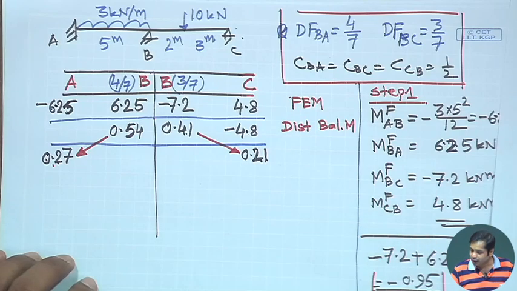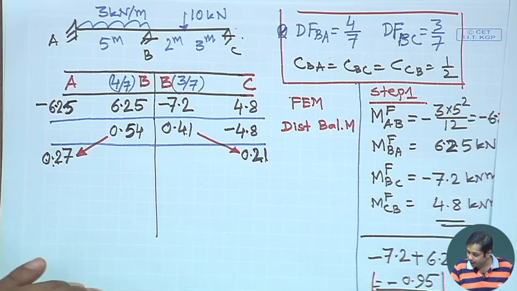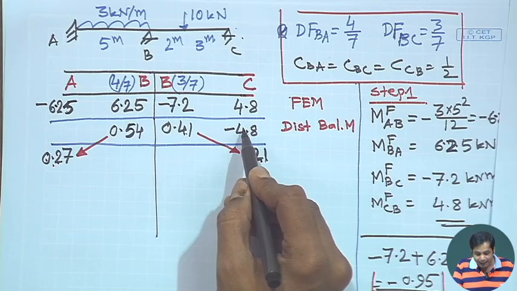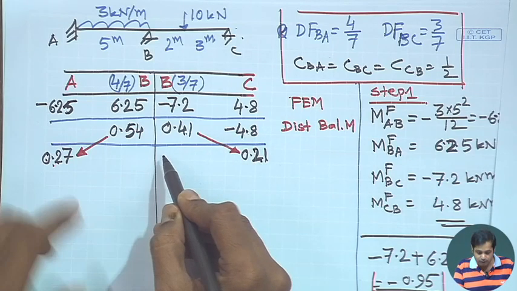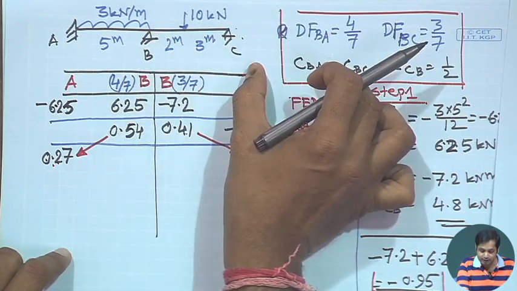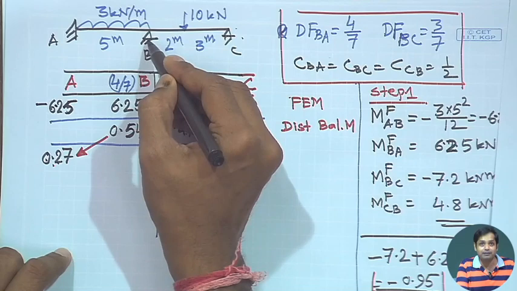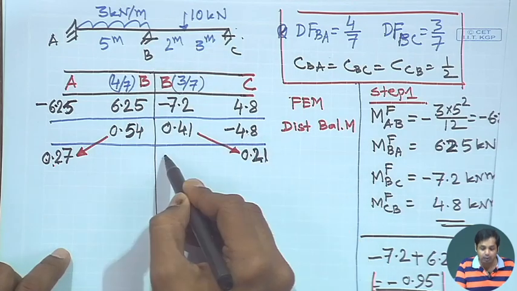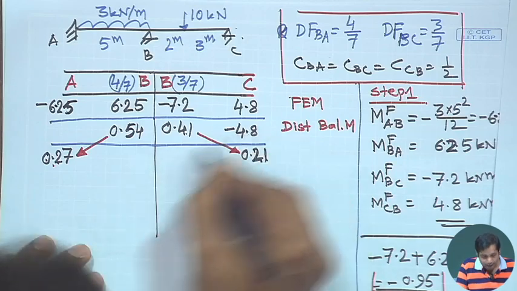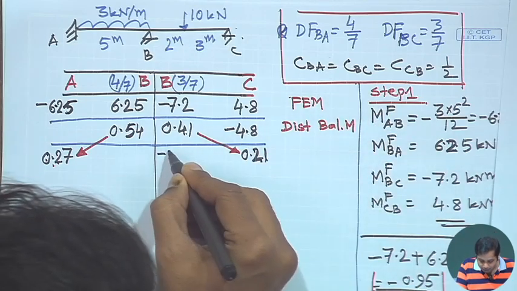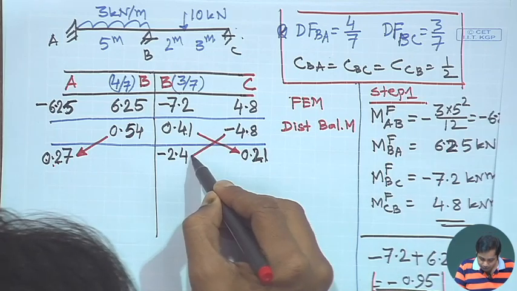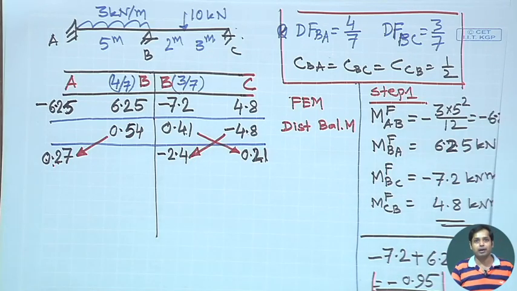Now, once we have this, this moment will also get carried over to this, because in this idealization we consider this a fixed end. So, this moment will also be carried over to this, and how much will be the carried over moment? The carryover factor is half, and this is minus 2.4. So, this is also a carried over moment.